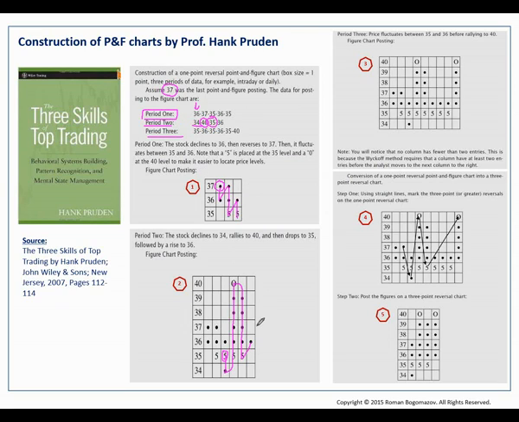And then the third one, we're going to start with 36. So it's going to be right here. And then we go up and down, 35, 36, 35, 36, 35, we are right here, and then the big move to 40. Here we go. So, and that's how we would construct the point and figure chart based on these three periods right here.